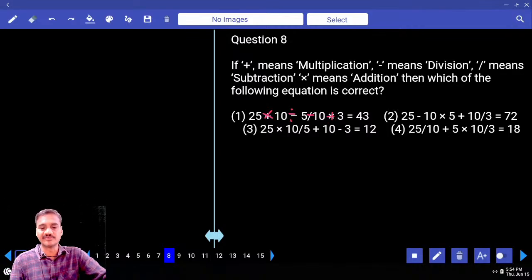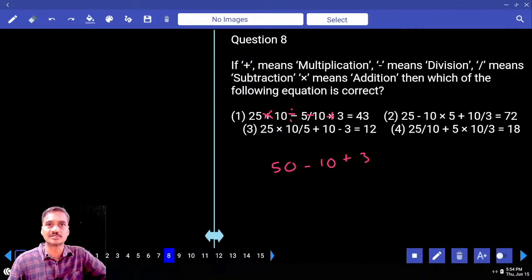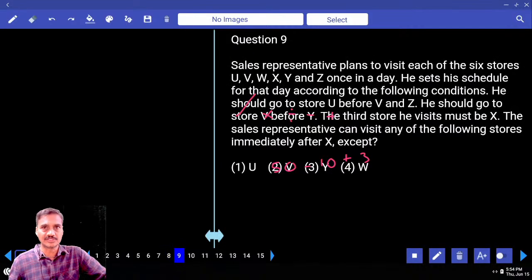Then in this one, 10 divided by 2, 5 is how much? 2. 25 into 2 is how much? 50. Is it right? 50 minus 10 plus 3, and 53 minus 10 is 43. Are you getting the answer or not? Hence choice 1 itself is your answer. Done? The next one, the 9th one.